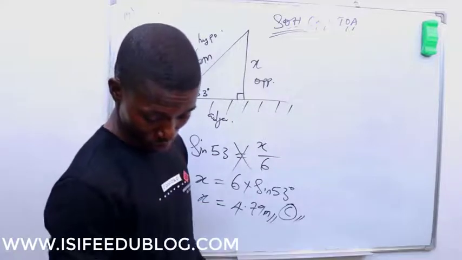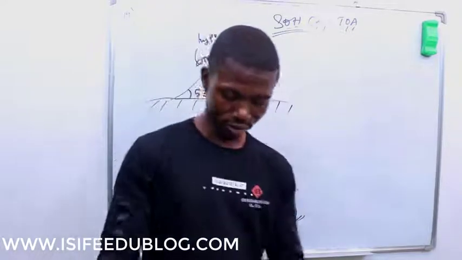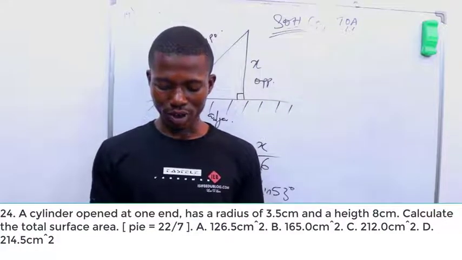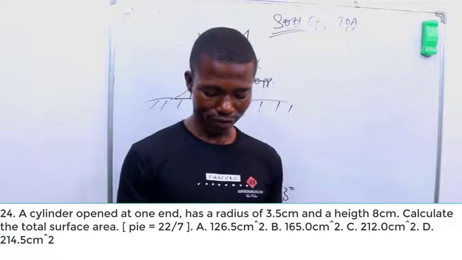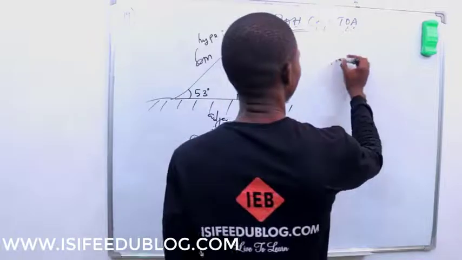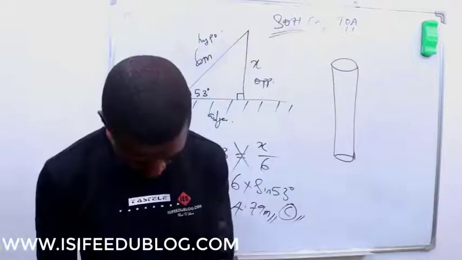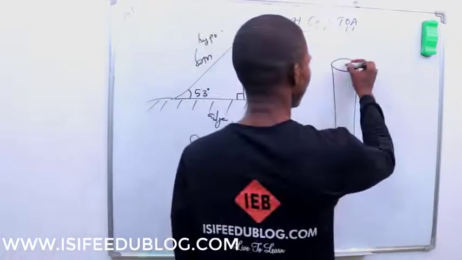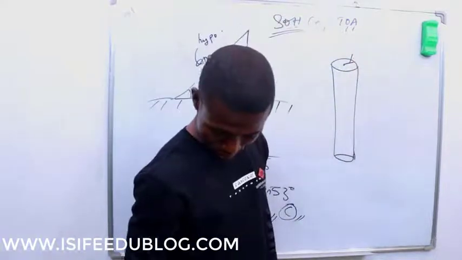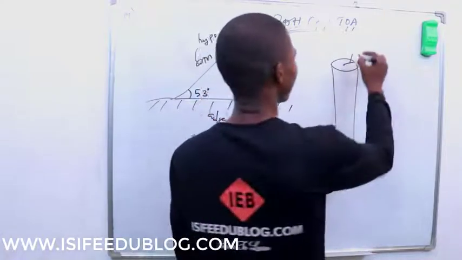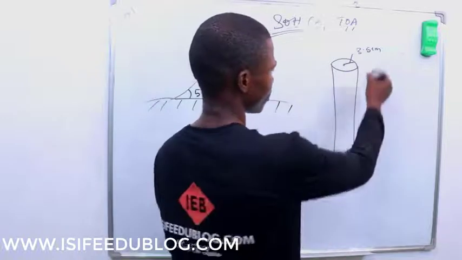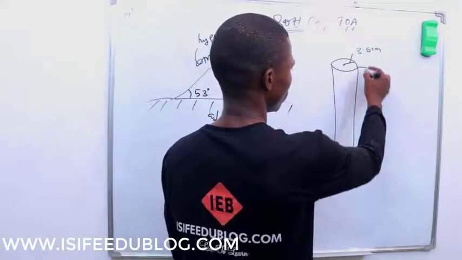Let's go over to question number 24. It says a cylinder opened at one end has a radius of 3.5 cm and height 8 cm. A cylinder, so let me show you. This is a cylinder, has a radius. From here we locate the radius of this cylinder. The radius of the cylinder is 3.5. What else do we need? And the height of this cylinder, that is from here to here, is what?